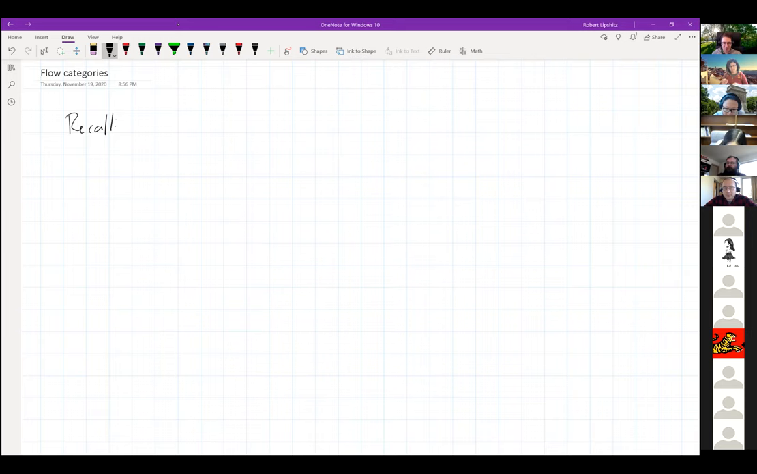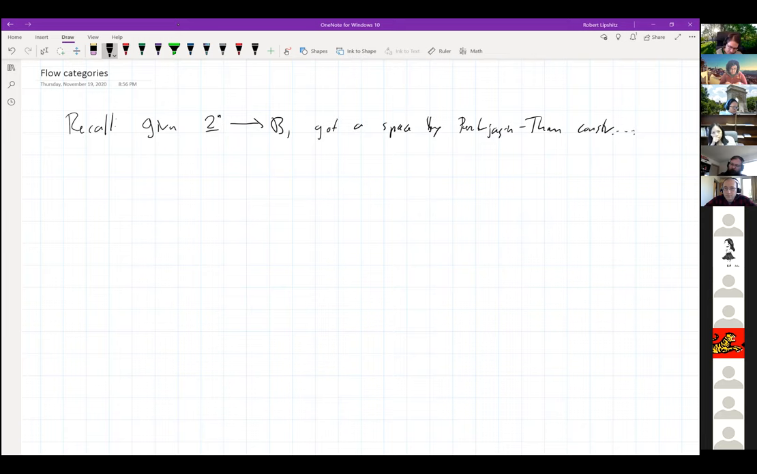Okay, let's talk about flow categories. So recall, given a cube in the Burnside category, we got a space by this Pontryagin and Thom-like construction. Let's just consider the case n equals one for a second. So a cube there is: I have some set, let's say A, B, C, and some other set, D, E. Let's put three in this: A, B, C, D, E. And we had some correspondence.